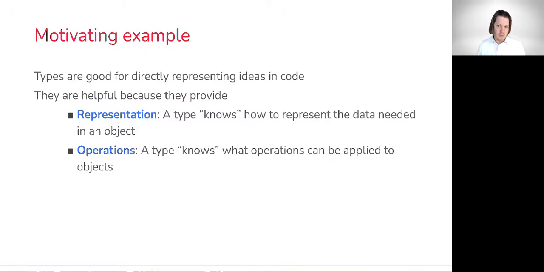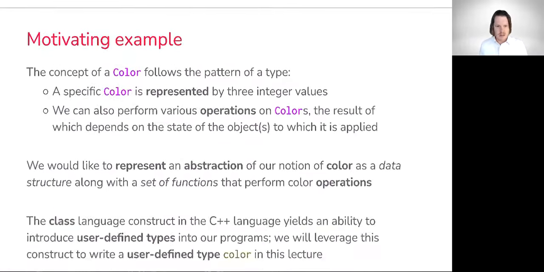But one of the powerful things that we will be introducing is an idea that through invariants, we can construct objects that will always follow, in this case, say, what it means to be a valid color. And we can have checks to ensure that we never essentially deviate from that. So the concept of a color is going to follow our pattern of a type. A specific color is going to be represented by three integer values, which will come to be known as the data members of our type.